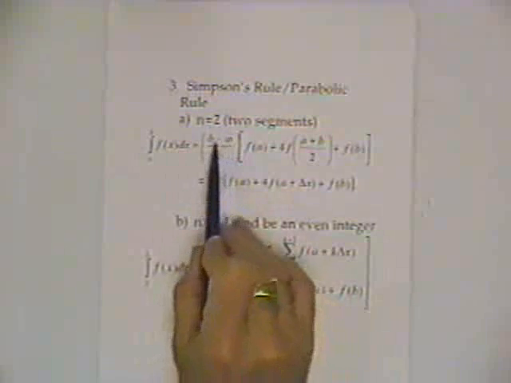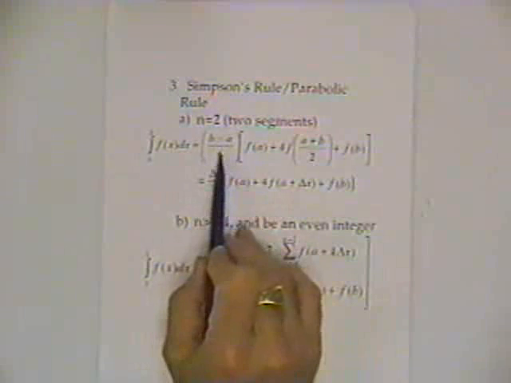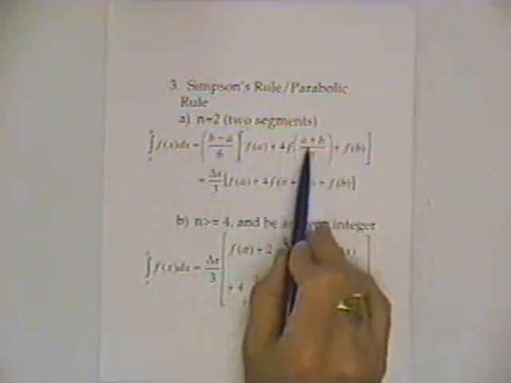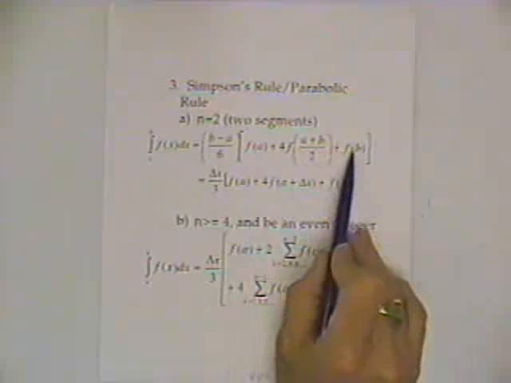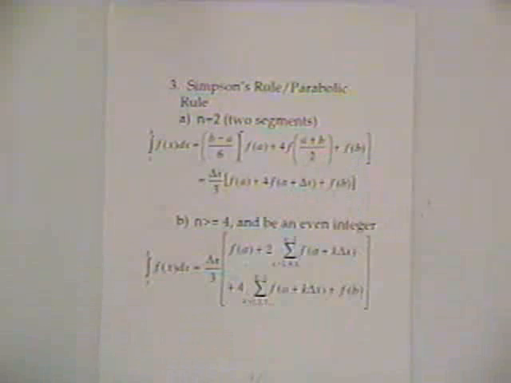So b minus a over 6, that's the overall length of the segment that you're trying to integrate over. You take the value of the function at the start of the interval plus 4 times the value of the function in the middle of the interval plus the value of the function at the end of the interval. Note that this requires that the spacing between functions in those two segments be the same. And that's a requirement of Simpson's rule. You have to have equally spaced data, and it has to come in even numbers of segments.